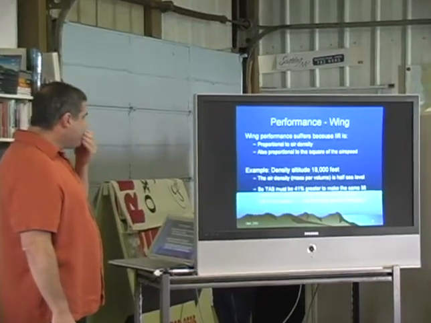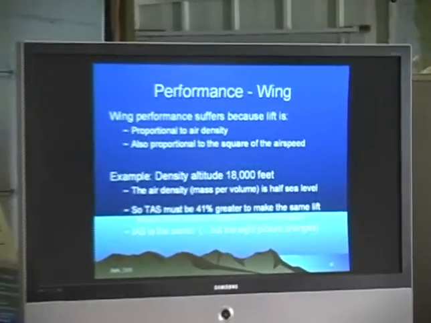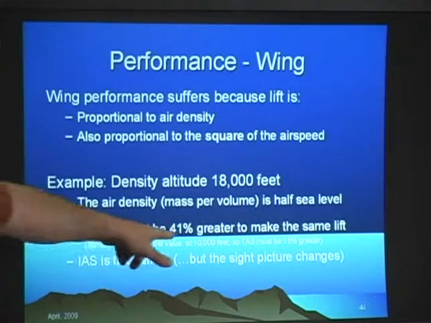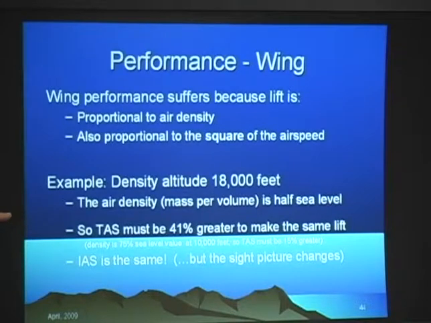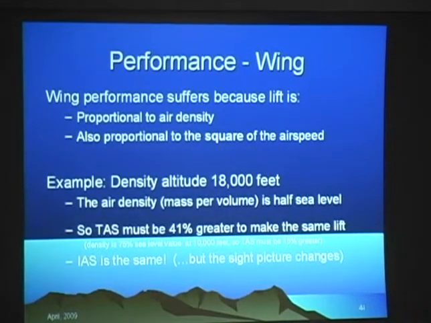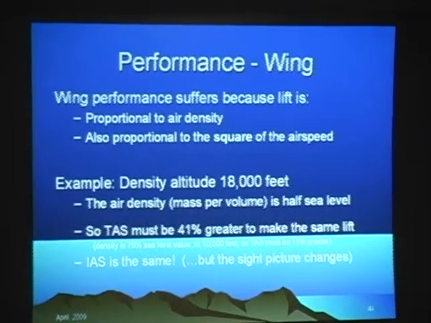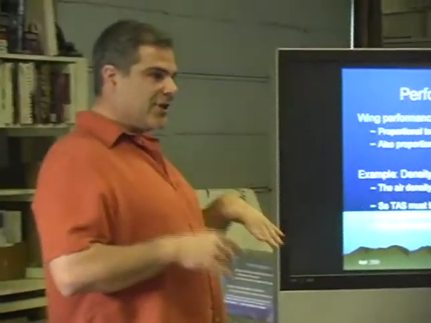As far as the wing, I've already explained that at 18,000 feet, the density is about half what it is at sea level, so your true airspeed has to be about 41% greater to make the same amount of lift. Just for reference, at a density altitude of 10,000 feet, you get a true airspeed about 15% greater, based on the number we saw on the previous slide. However, the indicated airspeed is the same, so your sight picture changes. You've probably seen this on approach this week. When you land at a higher altitude airport, the runway markers are going by like this instead of going by like this. And your pitch attitude is going to be a little bit different.